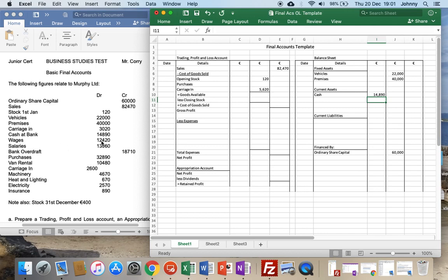So wages is an expense. It's a regular bill that we have. And we've got salaries. We could tie the two of those together, because the two of them are pretty much the same thing. So I'm going to add these two numbers together. So we've got 420 plus salaries 13960. Bank overdraft, and that's money we owe to people. We haven't paid for it yet, so we put that as a current liability. It's a debt we owe.